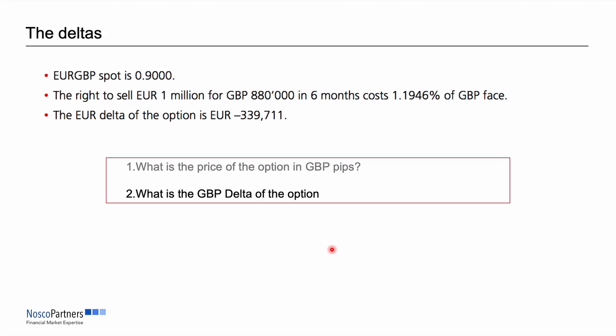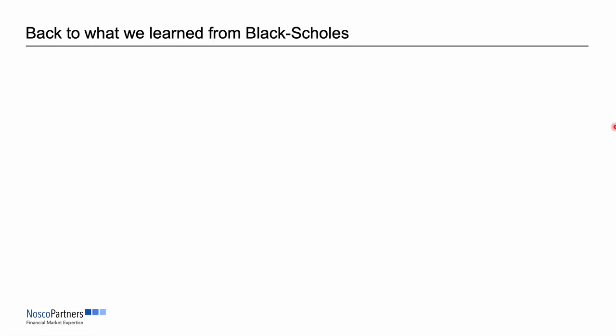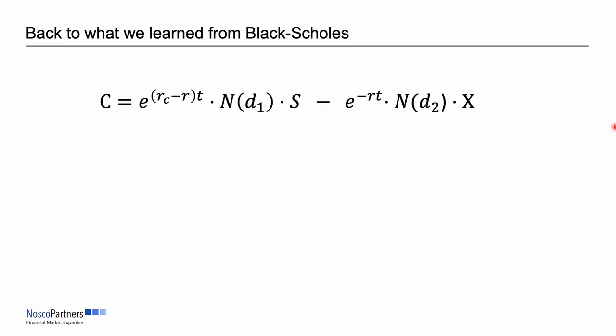Let's turn our attention now to the second question. The second question was, what is the pound delta of the option? We have given the euro delta. What is the pound delta? Now, how do I get this number out? Let me first go back to what I called before the big truth, namely the fact that every option has two deltas. This can be shown quite nicely with the Black-Scholes formula.